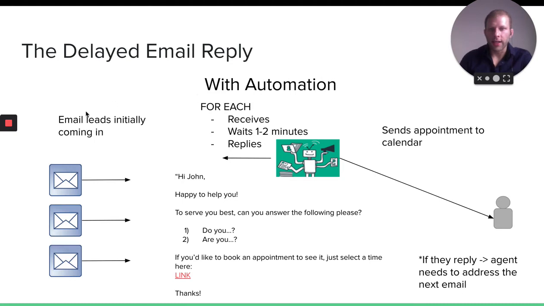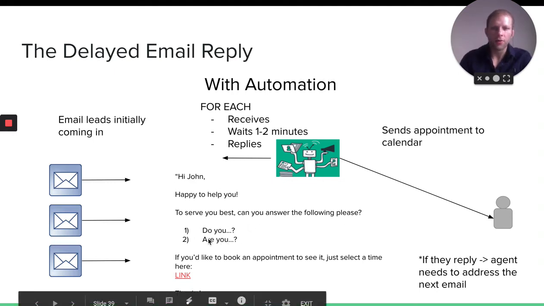And what that looks like is that the emails still come in, and for each one, the bot, the assistant, receives, waits 1 to 2 minutes or however long you want, and then replies. So it'll be like it's coming from you. Hi John, happy to help you. To serve you best, can you answer the following, please? You would have whatever questions you want, and if you'd like to book an appointment, just select the time, and it would be a link to a calendar scheduling page over here, probably with Calendly.